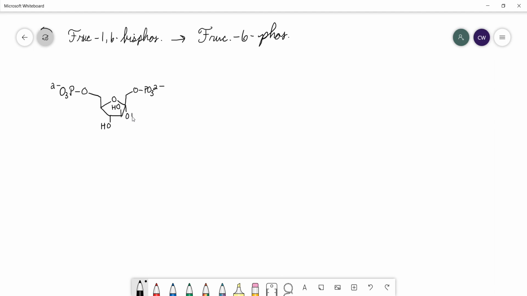There we go, right? We add water to that because this is a hydrolysis reaction. Now, guess the enzyme. Yes, it feels like Jeopardy.